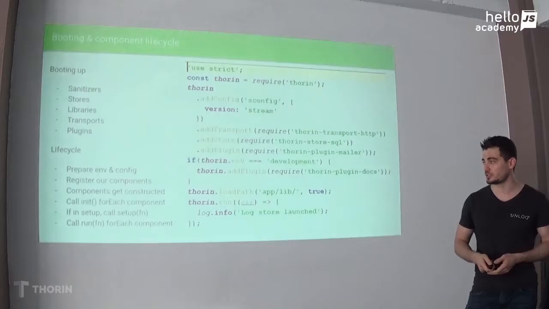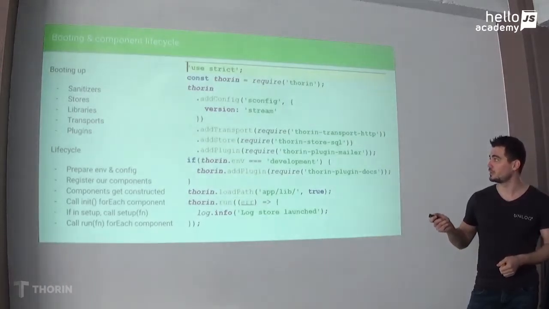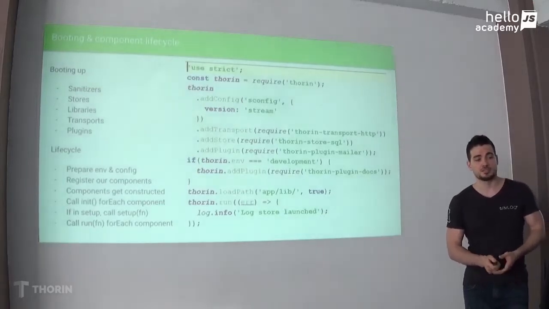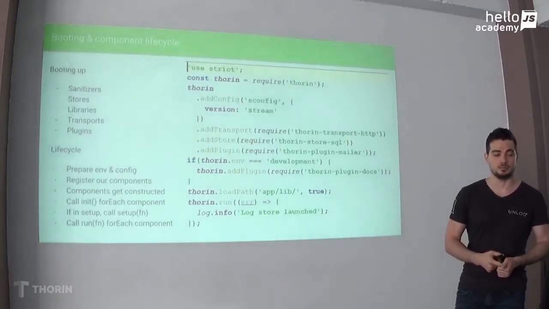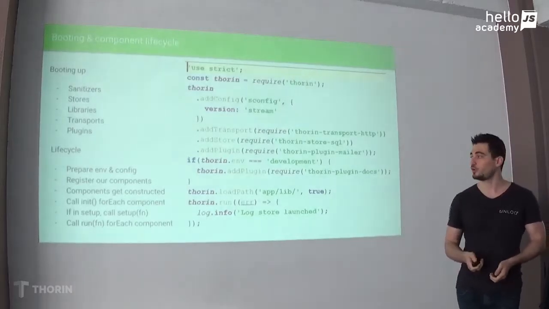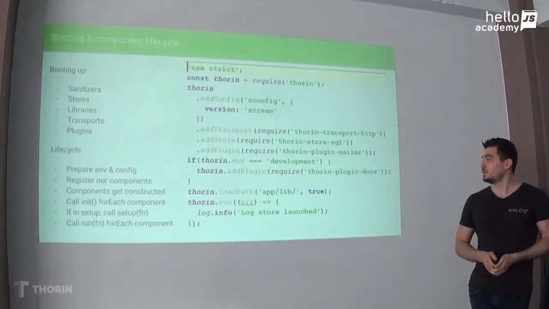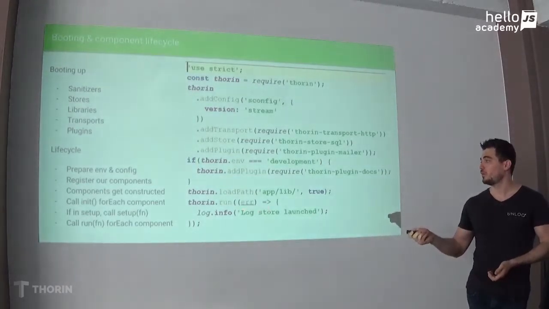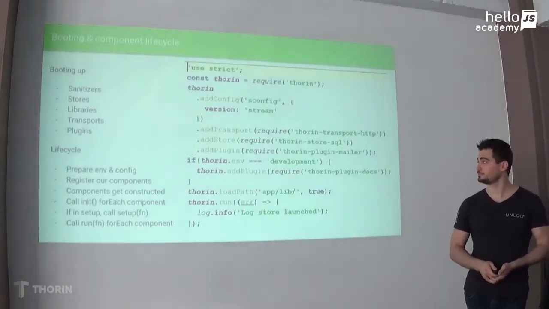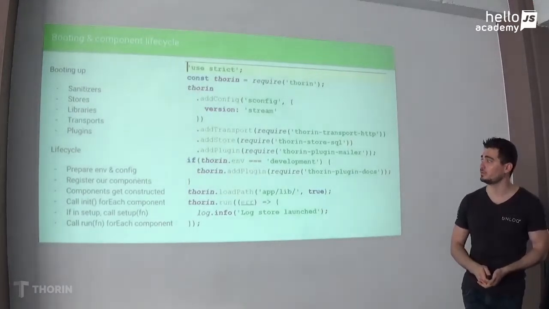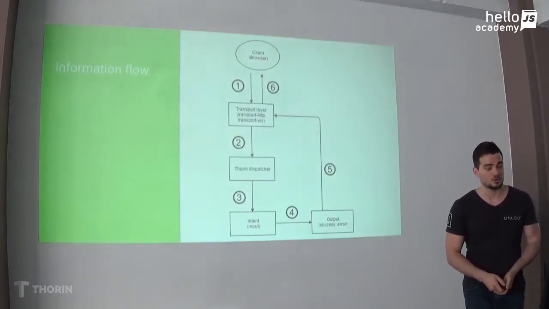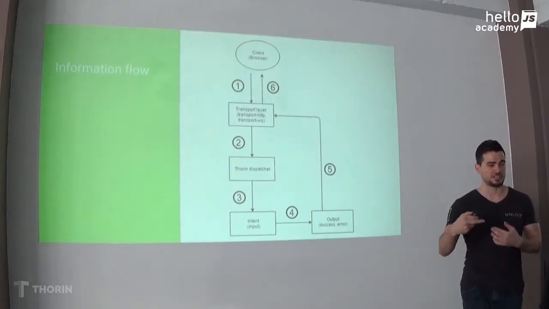This is an asynchronous function, so for example, the SQL store will try to connect to the SQL source. The transport layer will try to bind to the given port, and so on and so forth. Finally, your final function is called so that you know whether all the application is booted up or not. This is actually how a Thorin application launches.